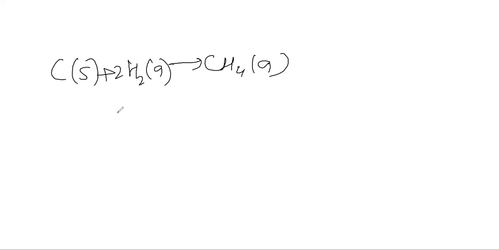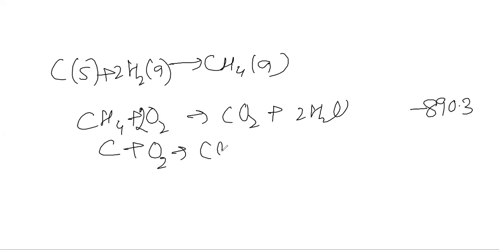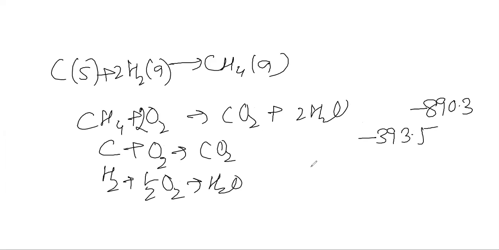And one thing, combustion of methane: CH4 plus 2O2 gas gives CO2 plus 2H2O. That is given as minus 890.3 kilojoules per mole. And then combustion of graphite, carbon solid plus O2 gas gives CO2, it is given as minus 393.5. And one more, H2 plus half O2 gas gives H2O, this gives minus 285.8.